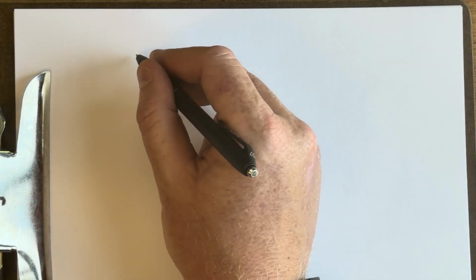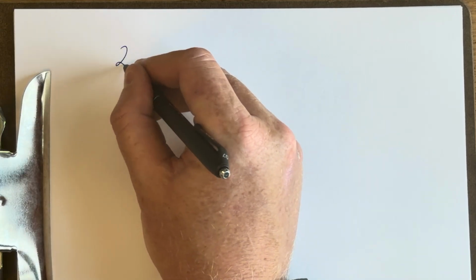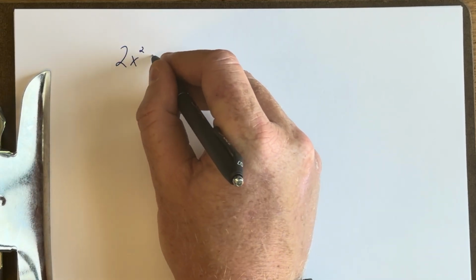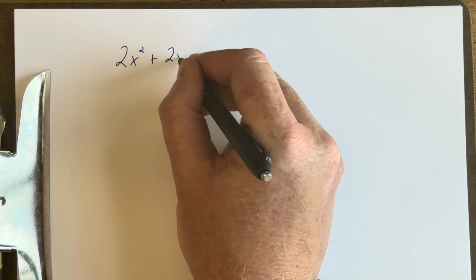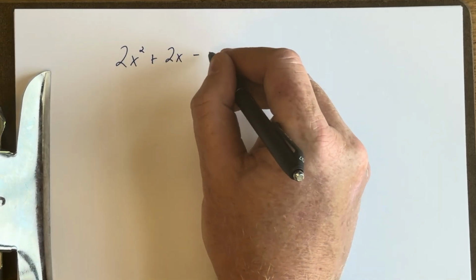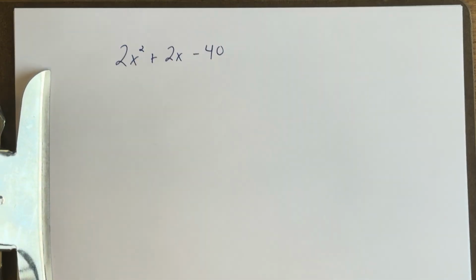New piece of paper. All the sticky notes are for the border. All right, here we go. So we've got something that looks like this: 2x squared plus, let's say 2x. This is hard to do. Minus, let's go 40, okay?